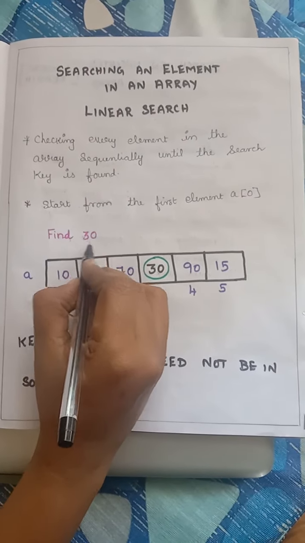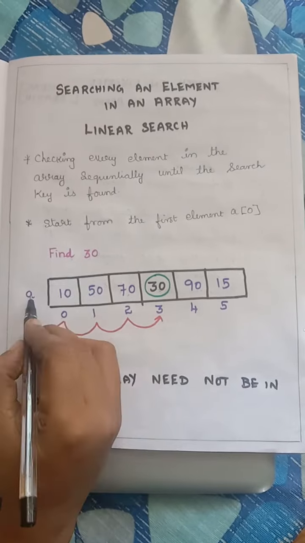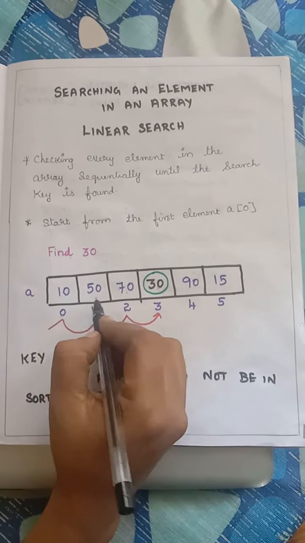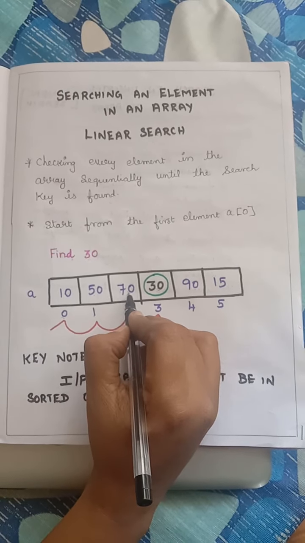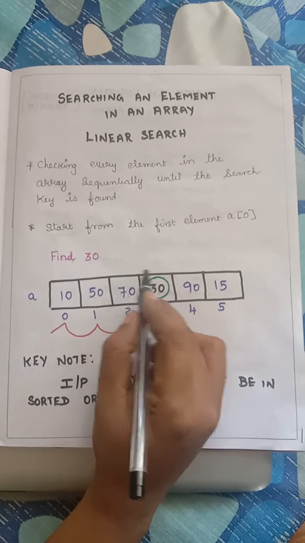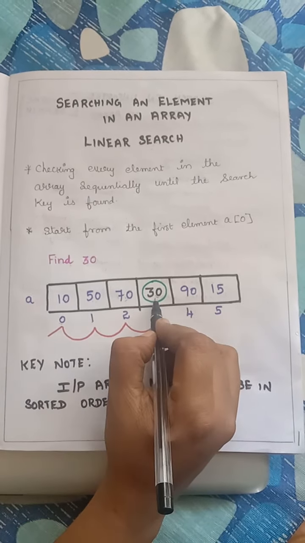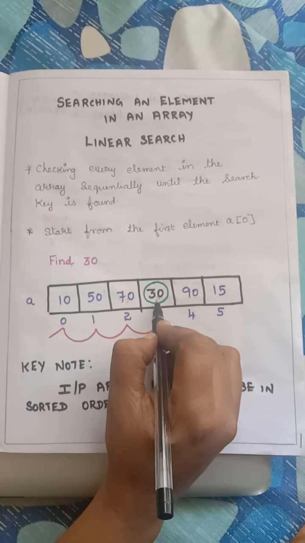Here the search key is 30 and I am going to start from a of 0 in order to search for 30. So a of 0 has 10, so it doesn't match, so I am incrementing by 1. A of 1 has 50, it doesn't match, so I am moving on to the next location. A of 2 has 70, which doesn't match, so I am moving on to the next location. A of 3 has 30, which matches with the search key. So the routine has to announce that the element is found in the array and quit the search routine.